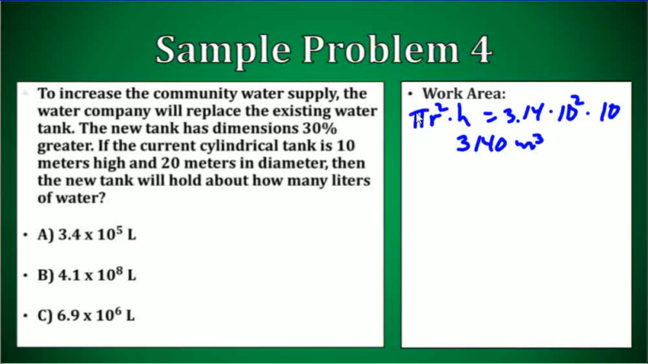But we want that in cubic centimeters. So this in cubic centimeters would be 3,140,000,000 cubic centimeters. So I would just have to multiply this by 10 cubed, which is 1,000.